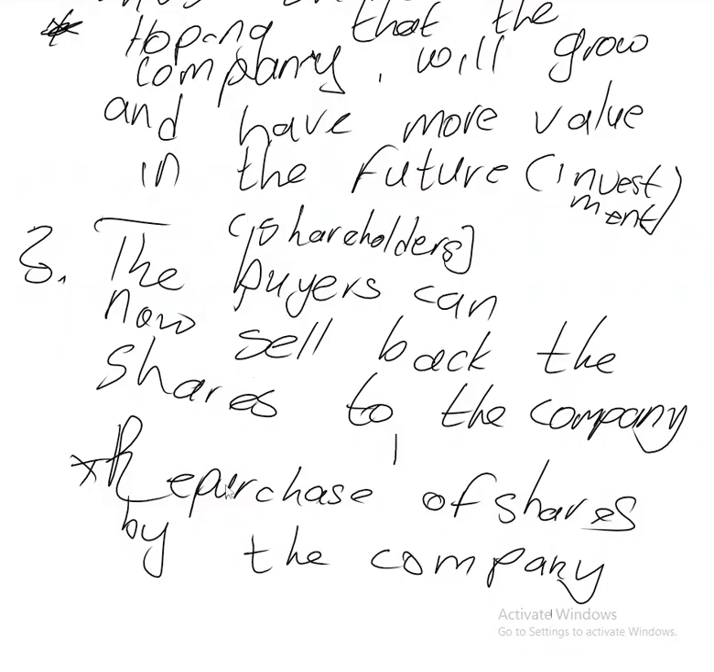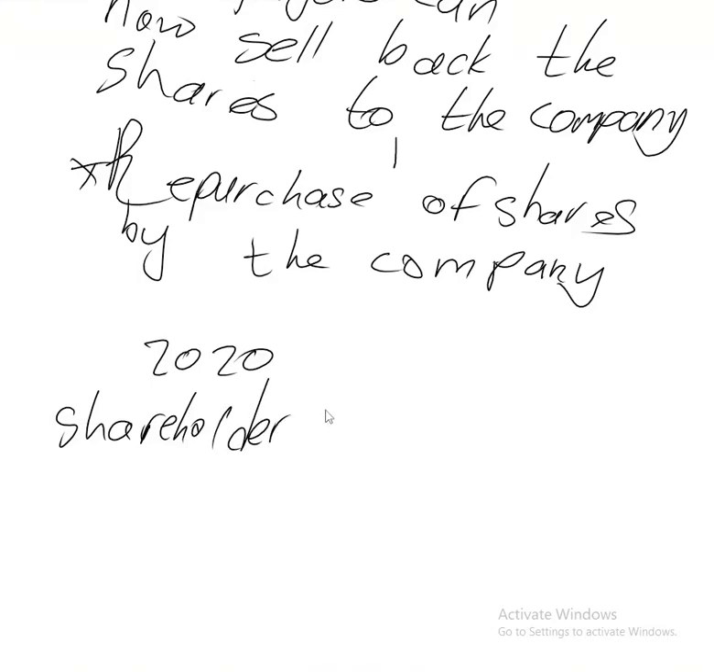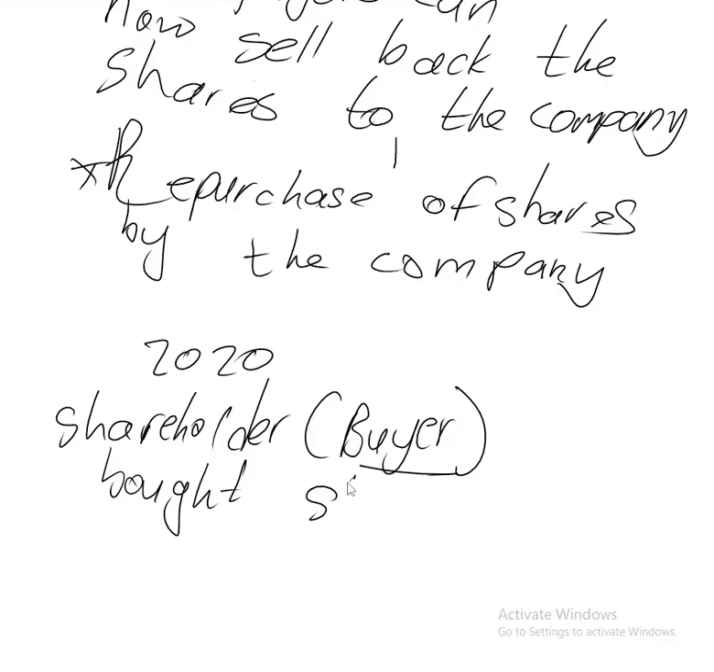So a situation that can happen is a situation like this. Let's say in 2020, a shareholder, who is the buyer. The buyer is the one that becomes the shareholder, because they now own the shares of the company. So the shareholder bought shares at 2 rand each. I'm just saying 2 rand each per share.